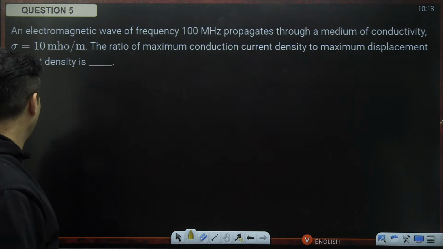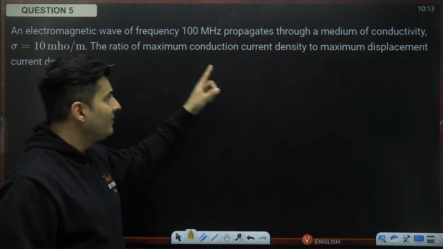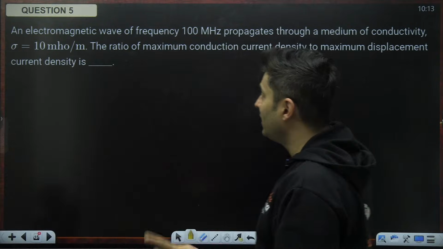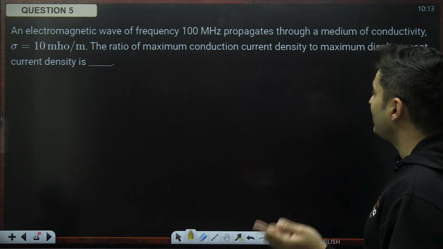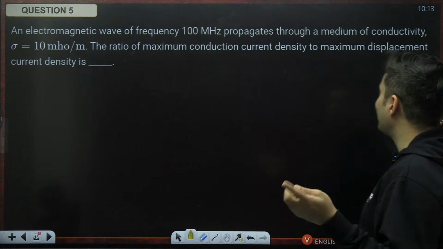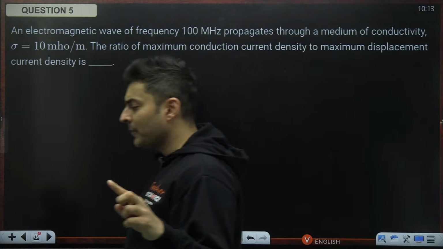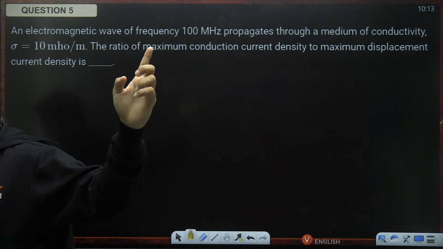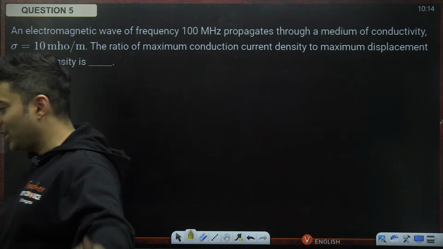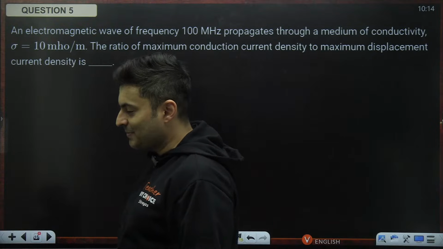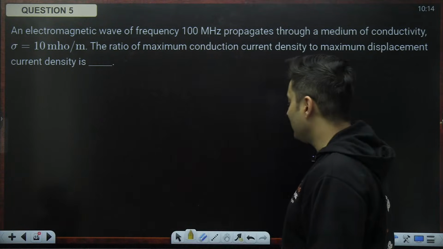Moving on, next one. An electromagnetic wave is propagating through a medium of some conductivity. The ratio of maximum conduction current density to maximum displacement current density. This is a new model of question. This is definitely a new model of question, guys. This is a very good question. Let's try to understand it.